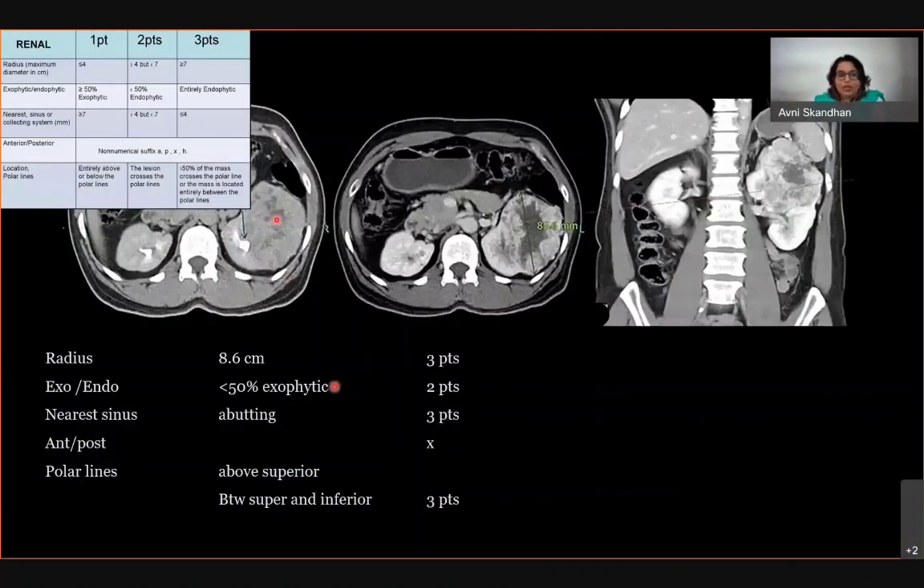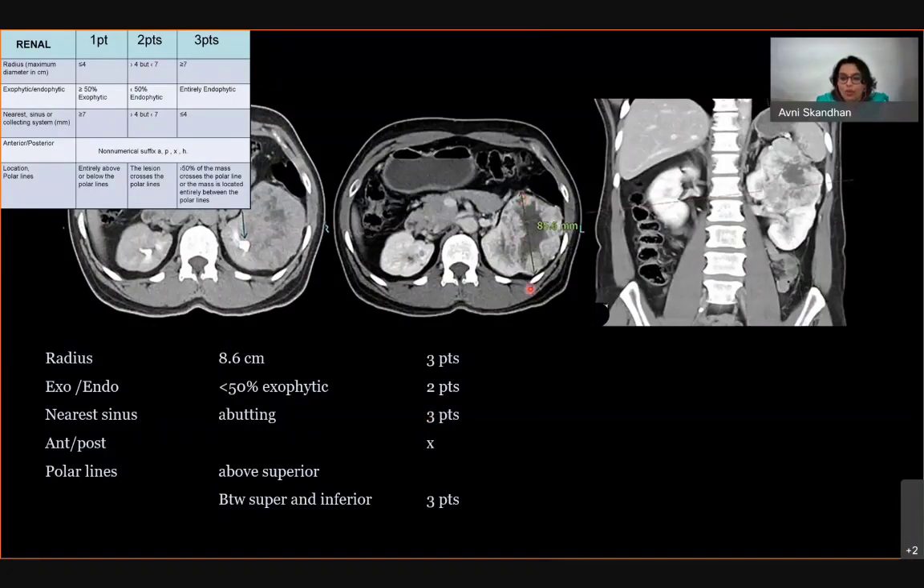So in our particular case, this is our case, you're seeing that the size is 8.6 centimeters, which is more than 7 centimeters. So it is 3 points. You can see a large part is exophytic, but more part of it is endophytic. So when you have less than 50% which is endophytic, it is 2 points. Then it is very close to the excretory system. It is abutting the excretory system. So again, when it is very close to the excretory system, it becomes 3 points.